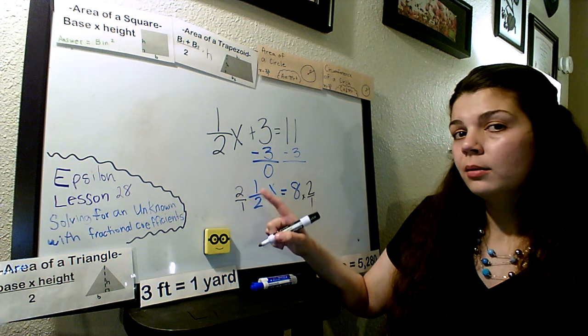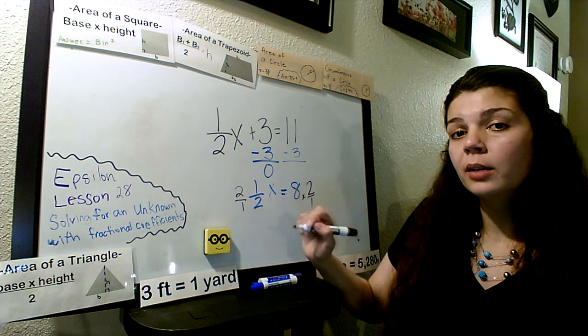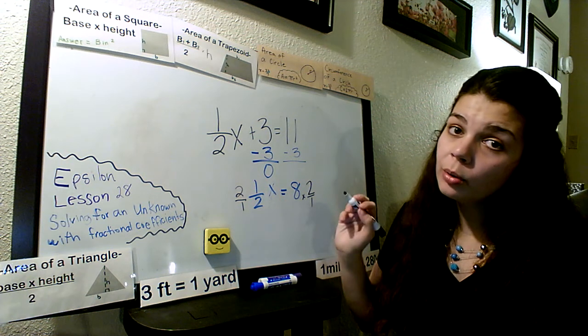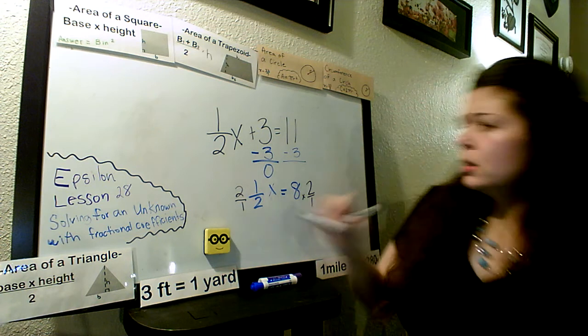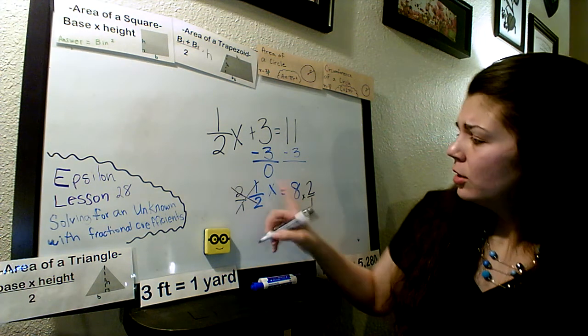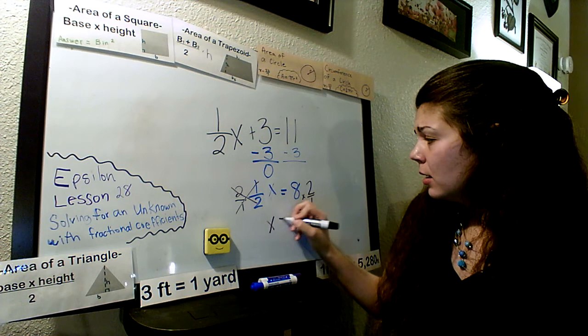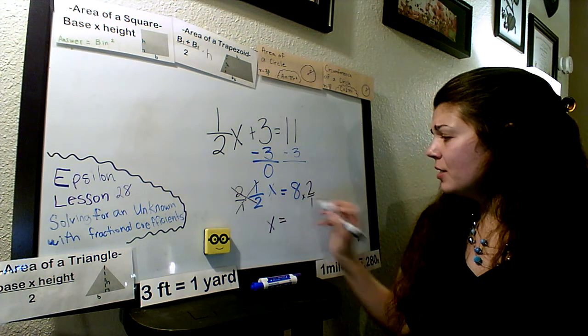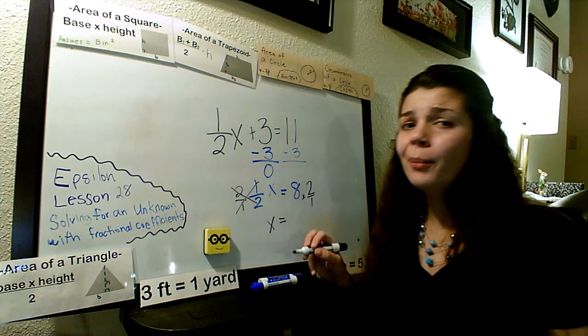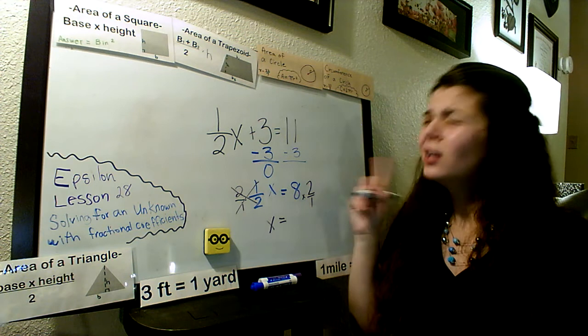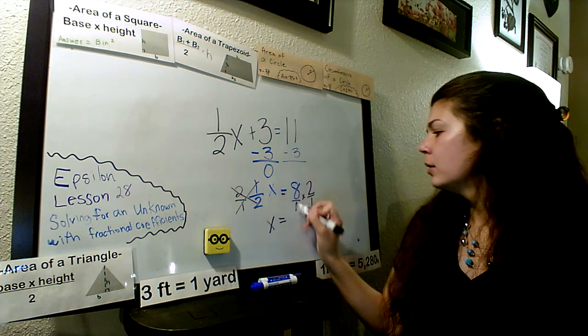2 times 1 is what? 2. 2 times 1 is what? 2. What's 2 over 2? 1. All right, these cancel out. Just equals 1. 1 times x is just x. X equals, okay, this is 2 over 1. Every whole number has a what? An invisible 1 underneath it.